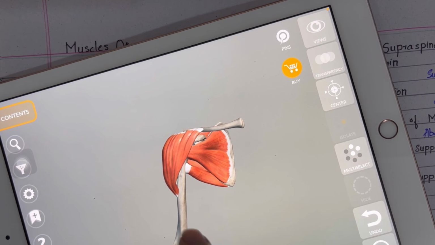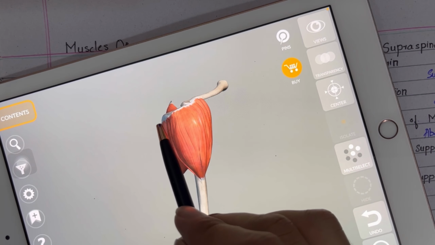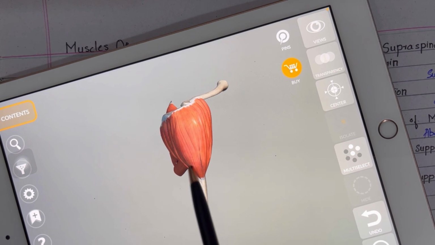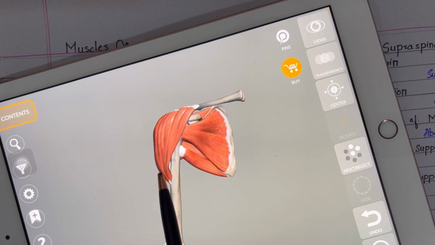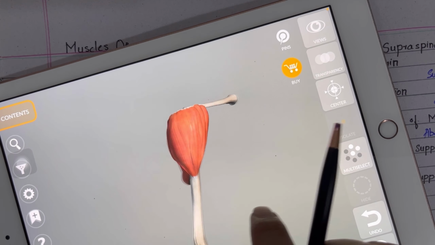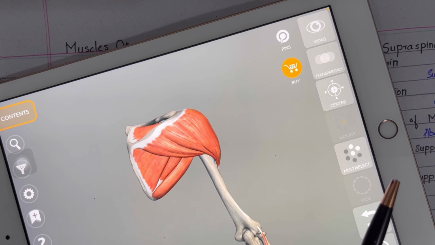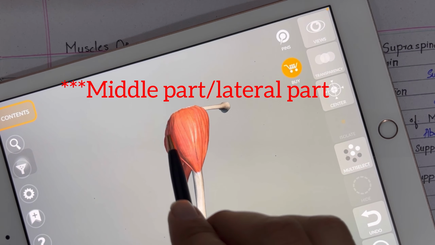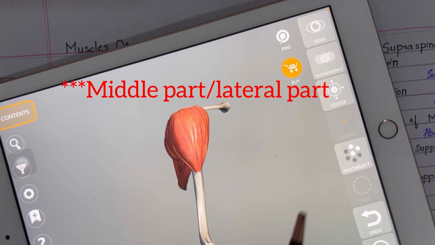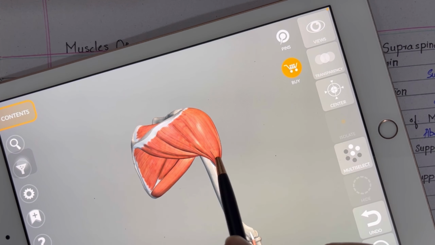So student, the deltoid muscle is triangular in shape. This is triangular in shape, as you can see, and this muscle has three parts. This is the anterior part, as it is located anteriorly, while this is the posterior part, as it is located posteriorly, and the part present between the anterior and the posterior is the medial part. So the deltoid muscle has three parts: the anterior part, the medial part, and the posterior part.